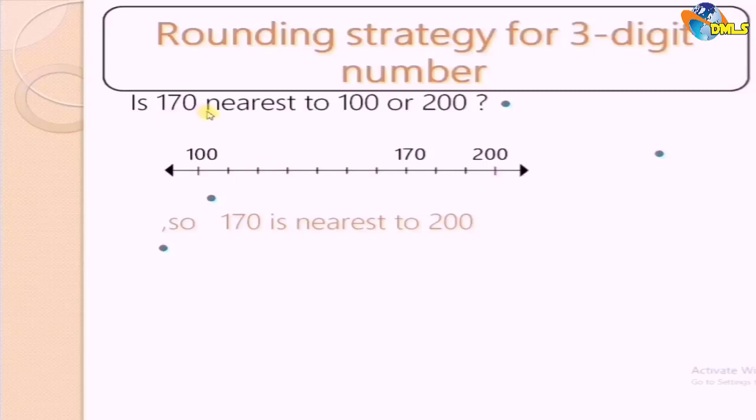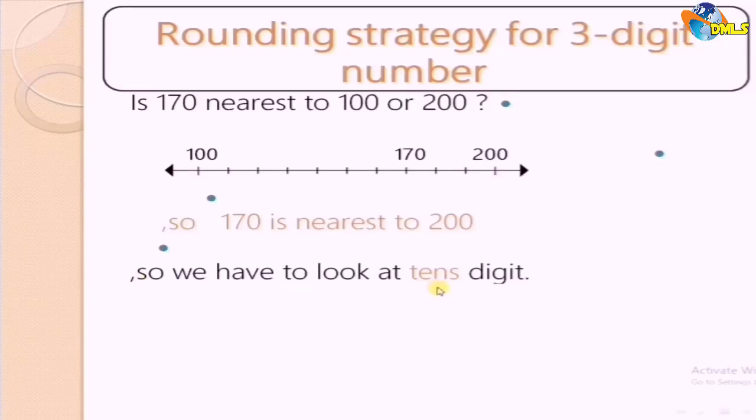Here I have a three-digit number. When using the rounding strategy for a three-digit number, I will look at the tens digit. Here the tens digit is 7. 7 is a strong digit, so we will round up. But if the tens digit is a weak digit, we will round down. Let's take an example.